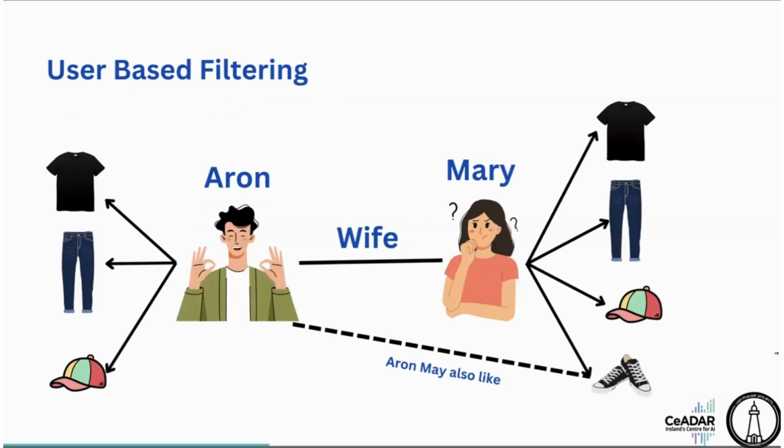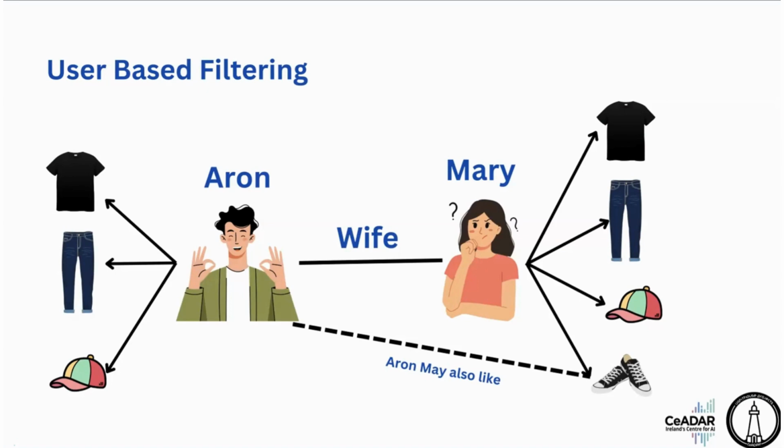So let's talk about user-based collaborative filtering. This method identifies users with similar behavior or preferences, and it recommends items that those similar users have liked or interacted with.